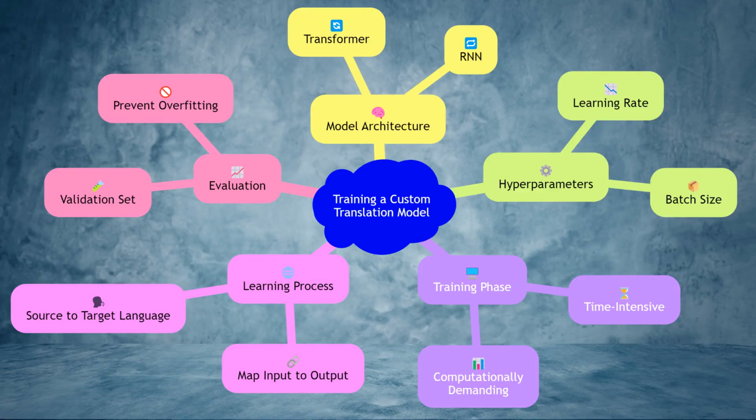Training a custom translation model involves feeding the prepared data into a machine learning algorithm. This process requires selecting an appropriate model architecture, such as transformer or RNN, and configuring hyperparameters like learning rate and batch size. The training phase is computationally intensive and may take several hours or even days, depending on the size of the dataset and the complexity of the model. During training, the model learns to map input sentences in the source language to their corresponding translations in the target language. Regular evaluation on a validation set helps monitor the model's progress and prevent overfitting.